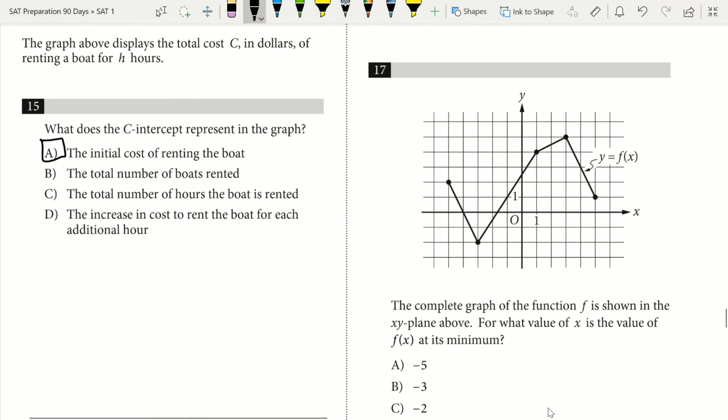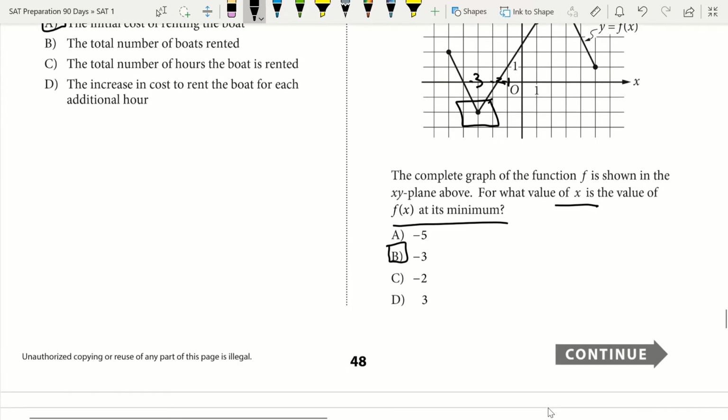Now we got question 17. So the complete graph of the function f is shown in the xy-plane above. For what value of x is the value of f of x at its minimum? Okay, we see f of x reaches its minimum right here, which is going to be at the value of x of -1 here, -2 here, -3. Okay, so our answer there is going to be B. So 17, answer there is B. Now we got question 18.